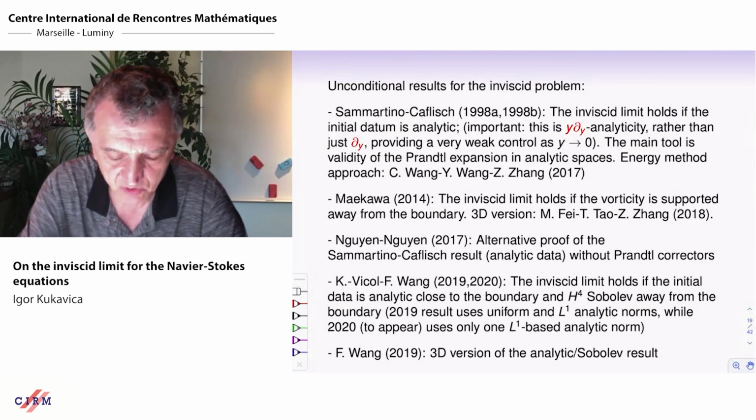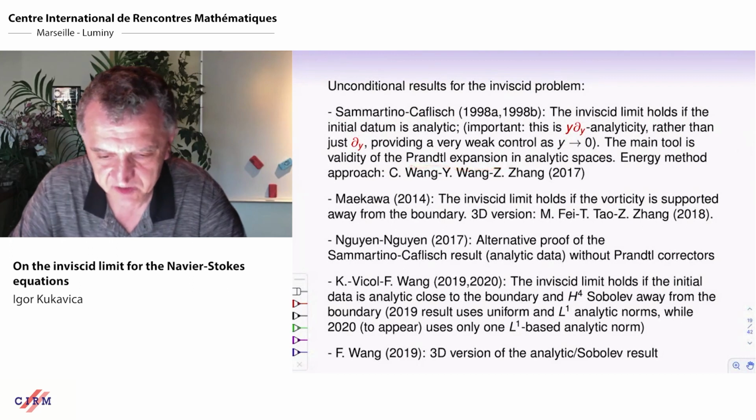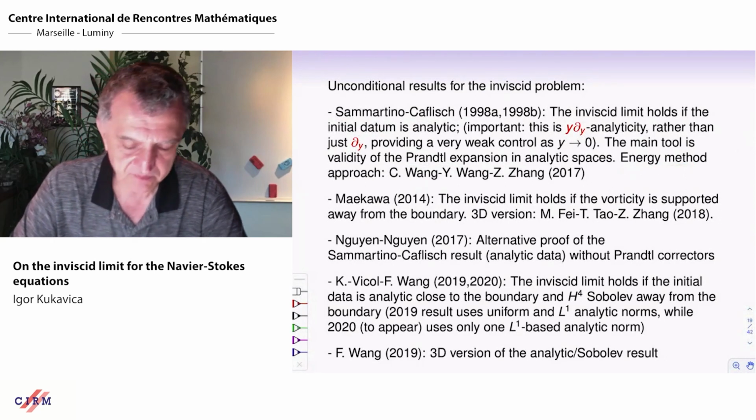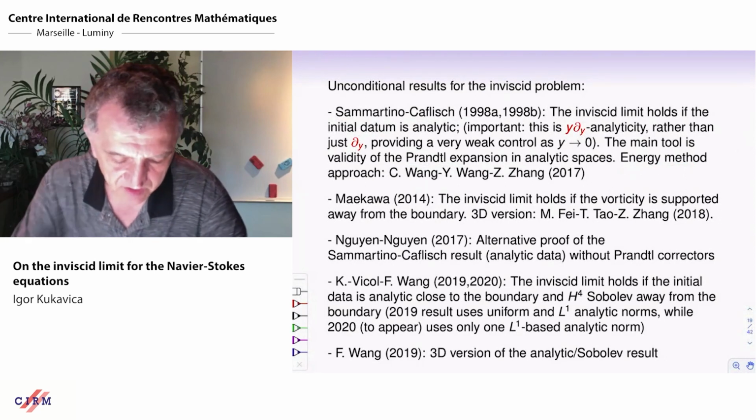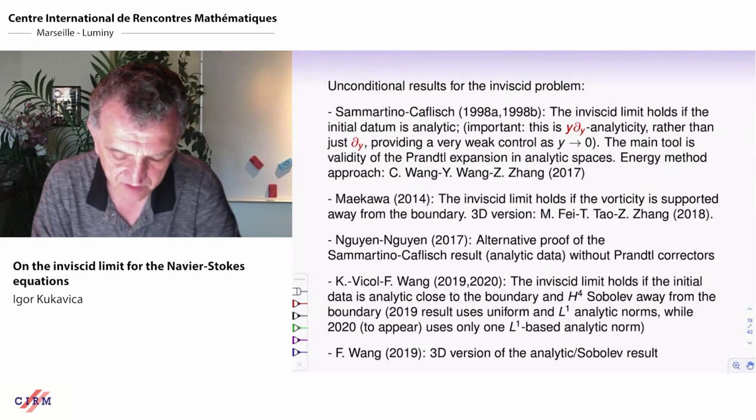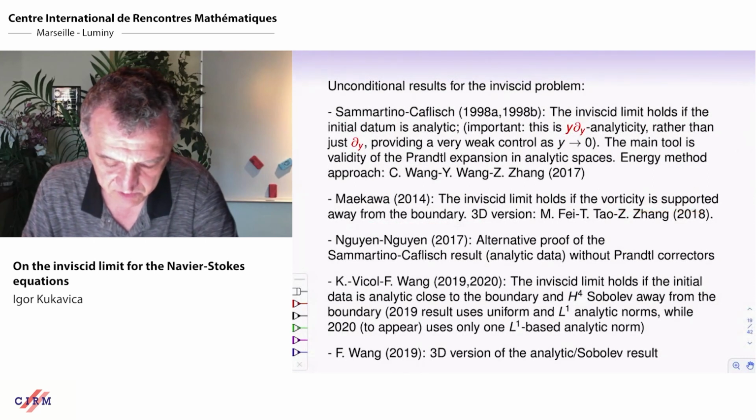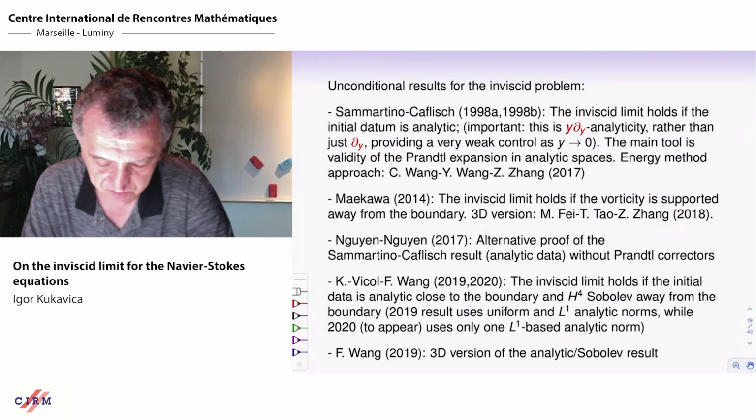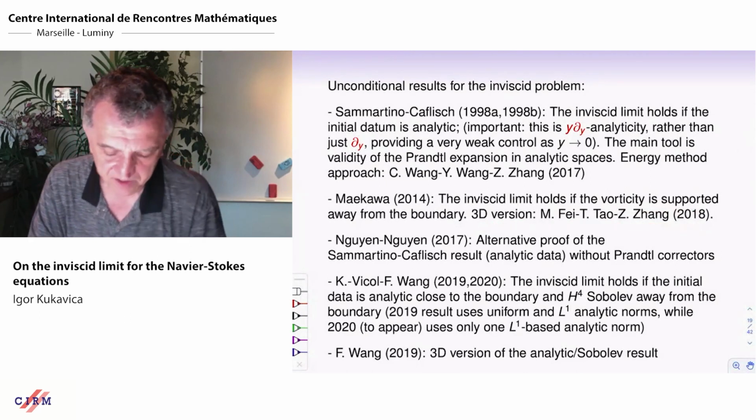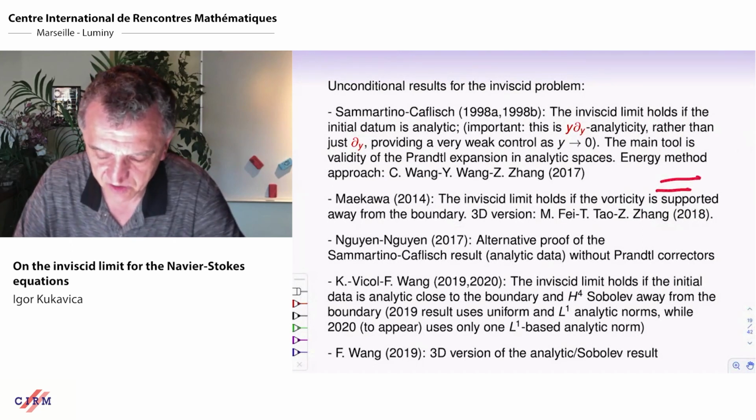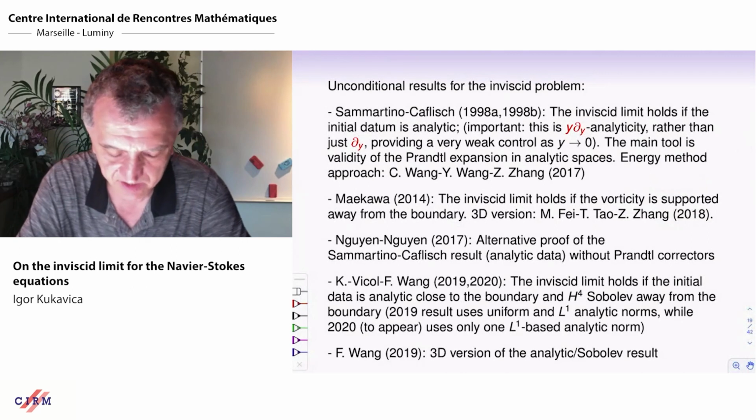And the main tool is the Prandtl expansions. I'll speak about that in a few moments, what that is. And then the energy method was later given by Wang and Zhang. Then Maekawa had the following conditions. So the Inviscid limit holds if the vorticity is supported away from the boundary, and a 3D version was also obtained by the reference there. So if vorticity is 0 close to the boundary, then the Inviscid limit holds.